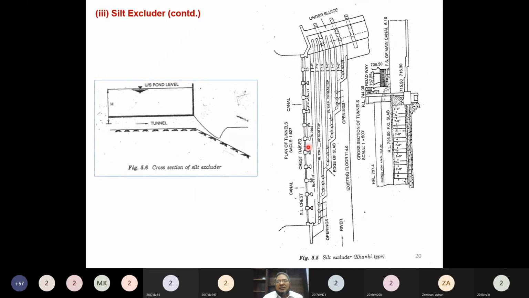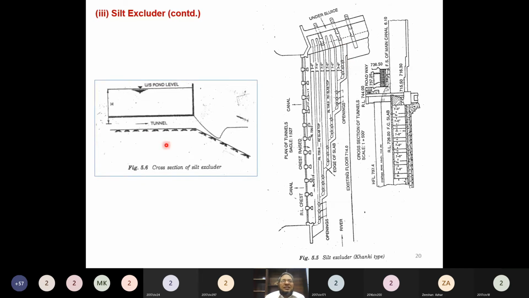Now this one is the head regulator of the main canal, so water is flowing in this direction. This one is the plan, and these are the silt excluders. These are the tunnels. This first tunnel has the same length as the width of the head regulator, but for the successive tunnels the length is decreased, and the last one is a very short tunnel.